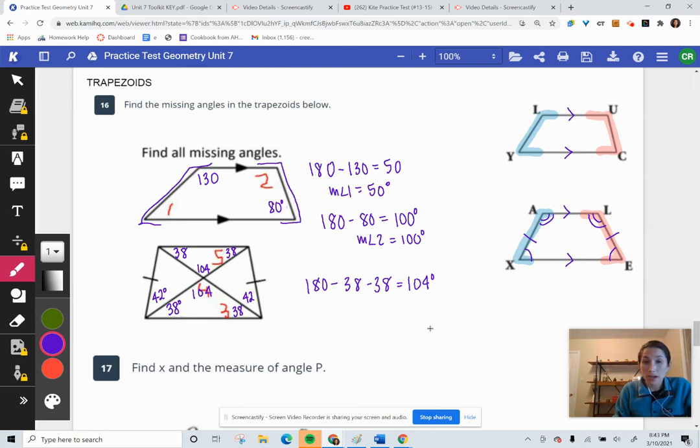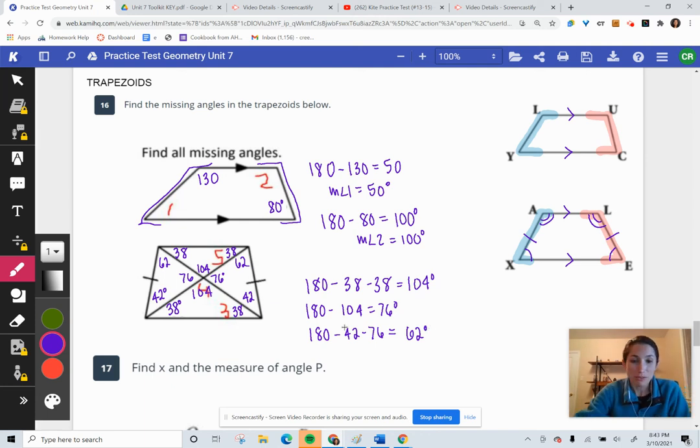And now we can use that to help us find some of the rest of the missing angles in the diagram. I know these two angles add up to 180. So I could take 180 and subtract the 104, and that should give us 76. And that would go here, and that would go here. And then to find the final missing angle up here, we could take 180 and subtract the 42 and the 76 that we already have. And that would give us 62 degrees. So we'll put 62 here and 62 here.